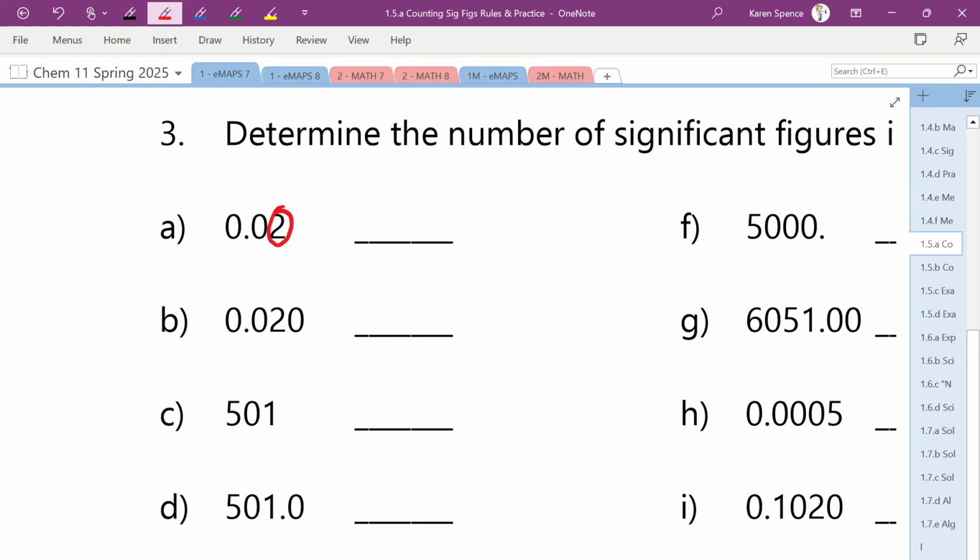Because your measuring device did not go beyond that. It did not go beyond the tens. The measuring device.